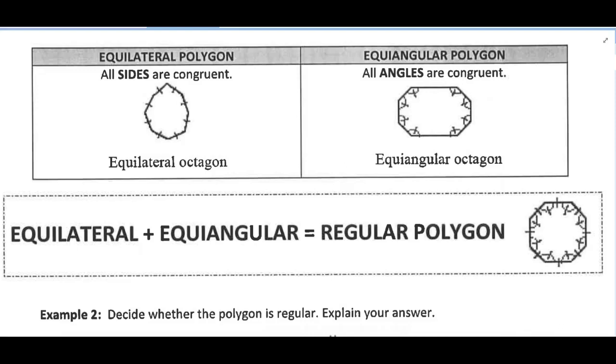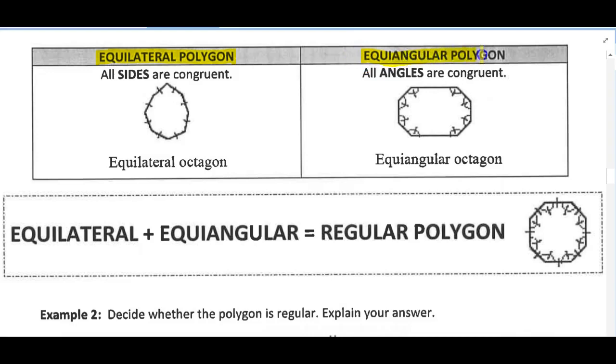So if you recall, an equilateral polygon is one in which all sides are congruent. So here's an equilateral octagon. Octagon has 8 sides. So we can see that all of the sides have the same tick mark, so it's going to be equilateral. But the angles inside are different. So only equilateral.